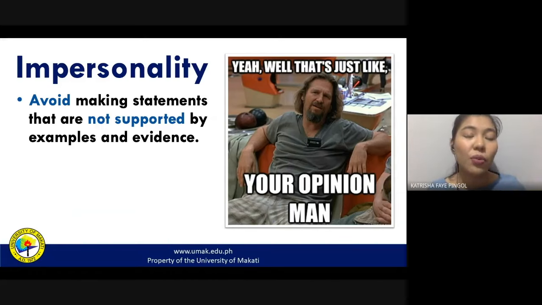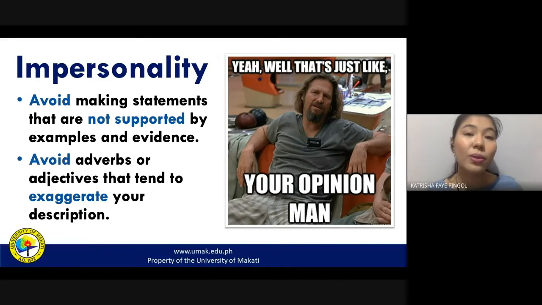In impersonality, we try to avoid making statements that are not supported by examples and evidence. So if it's something that cannot be backed up by evidence, by other examples, you cannot support it anymore, then we try to avoid it, try to remove those statements because it might seem too personal, too biased, or too subjective. In order to do this, we don't utilize adverbs or adjectives that tend to exaggerate descriptions. So take, for example, we avoid using very much, it was extremely, something that would exaggerate the beliefs, the thoughts that we are trying to express.